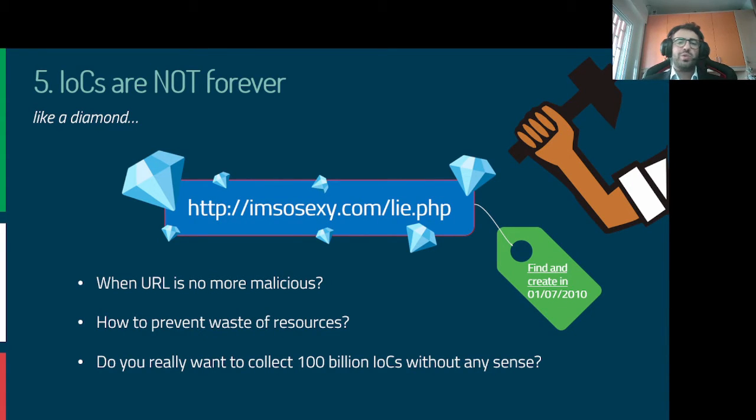Let's face it, we love having IOCs like diamonds. How many times do you hear that companies collect millions of IOCs, tons of URLs, hashes, IPs without a context? When we produce or insert IOCs into our system, we have to ask ourselves a few questions. When is an IOC to be considered expired? How can we avoid overloading our defense or detection systems? Why collect 100 billion IOCs without being aware of what they are and what they indicate?